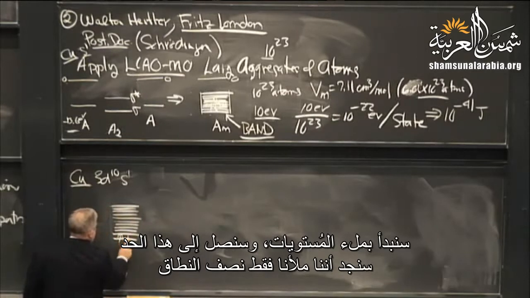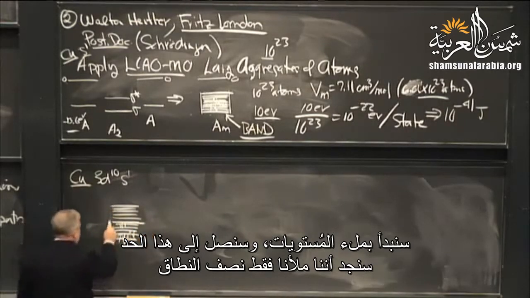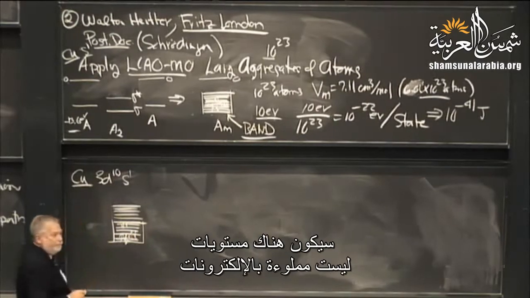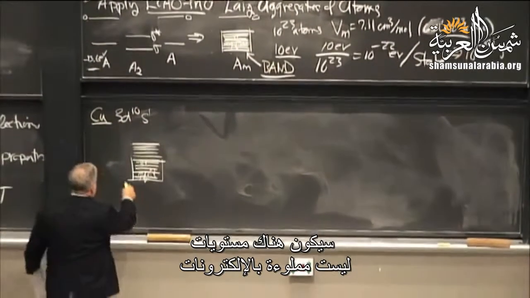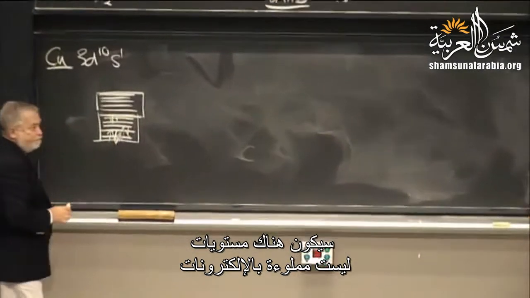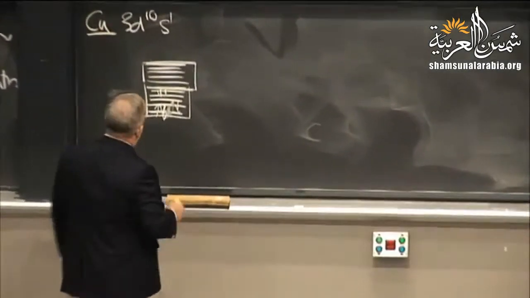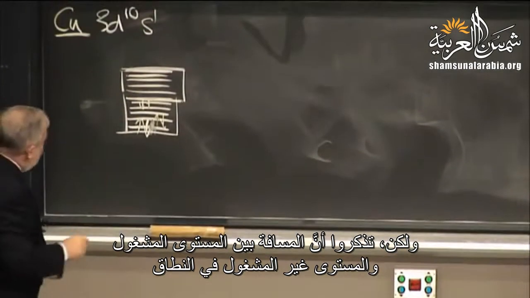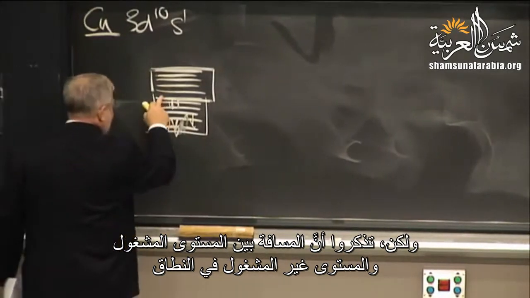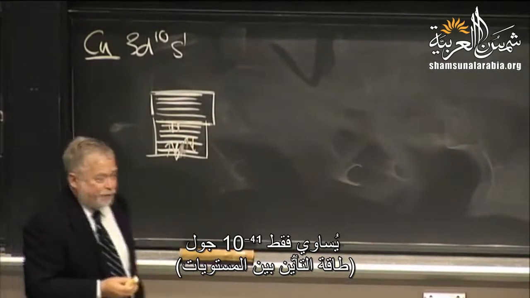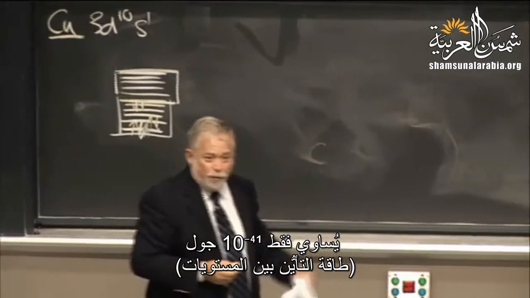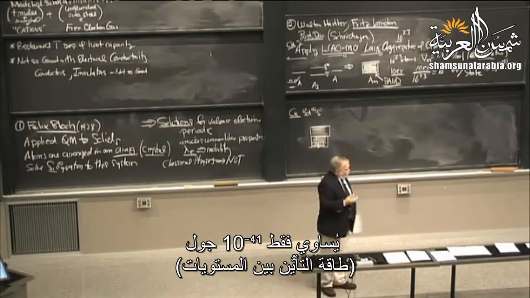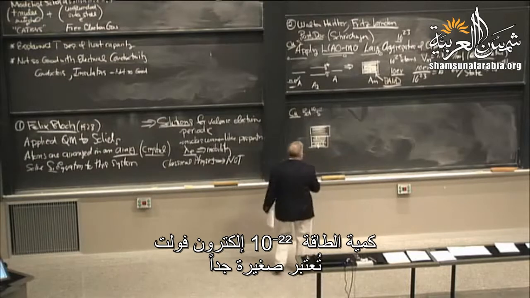And so we start filling, spin pairing. And we get up here, and we find that we end up with a half-filled band, because there are states that are not occupied. But remember, the distance between an occupied and an unoccupied state is only 10 to the minus 41 joules. So that's pretty small.